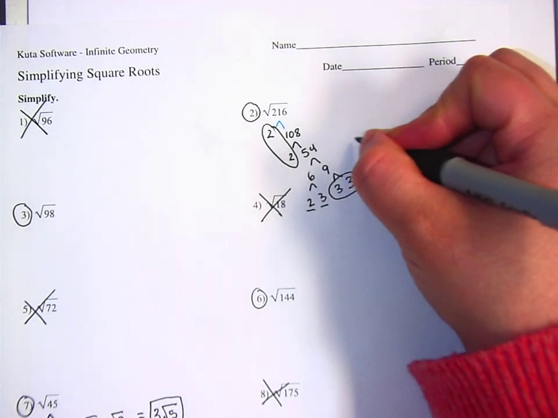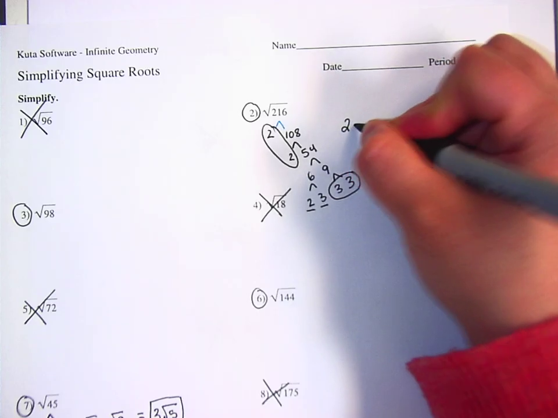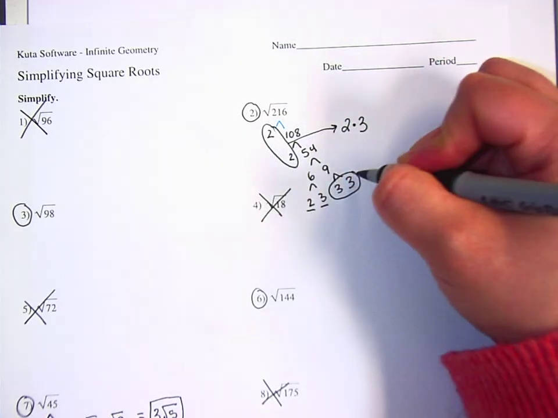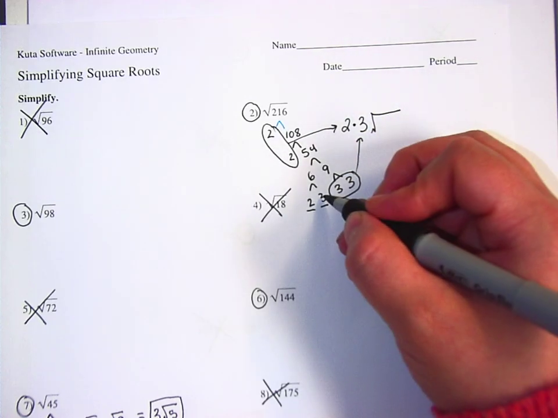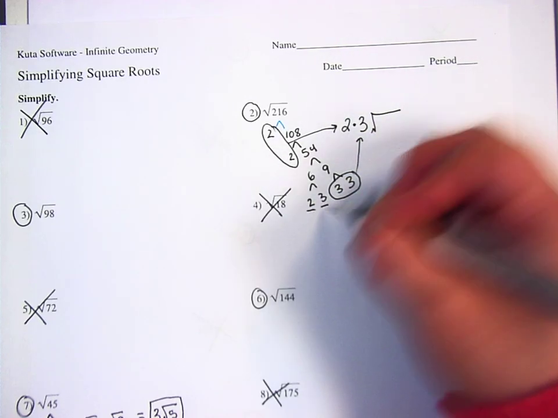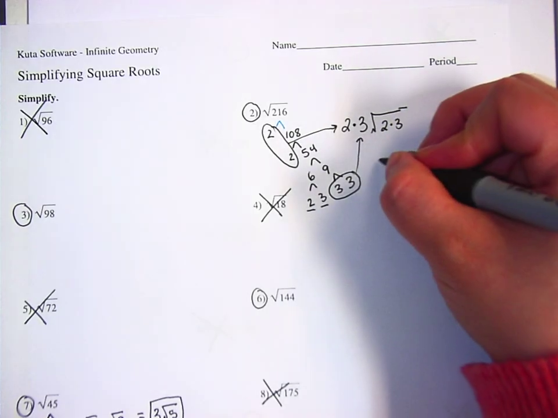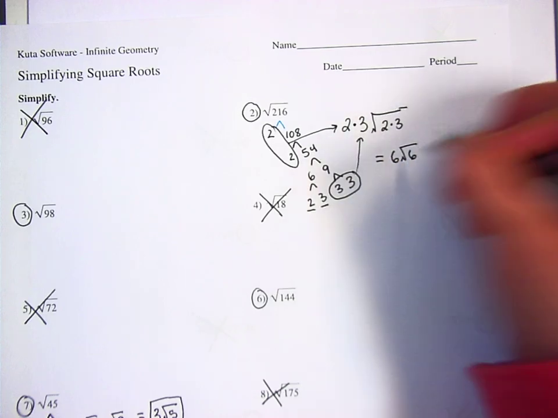So when I put this together, I'm going to put the pairs on the outside. So that's 2 times 3 on the outside. This one comes from here, and this one comes from here. And then the square root symbol. And then on the inside is the stuff that's left over, which is another 2 times 3. So this one is actually 6 times the square root of 6.